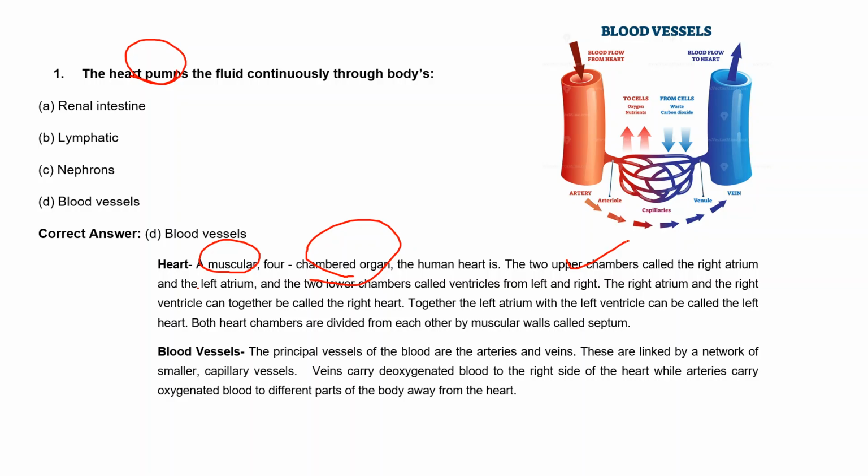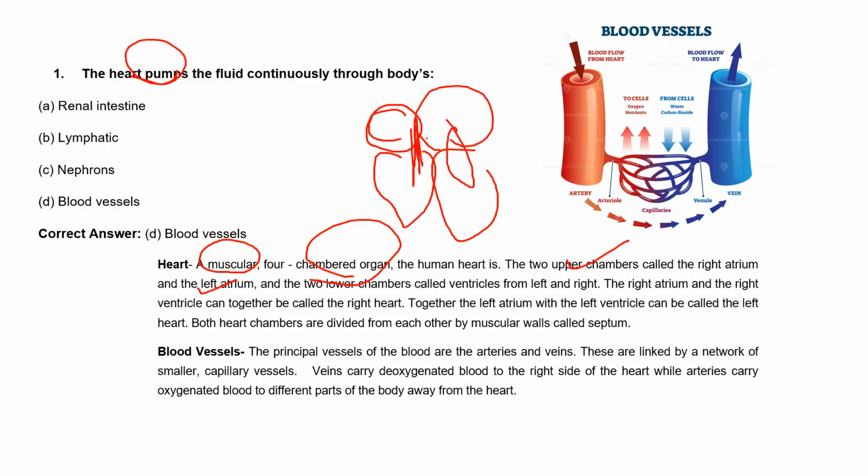and the left atrium. This one is the right atrium and this one is the left atrium, and the two lower chambers, that is the bigger ones, we call the ventricles. The right atrium and the right ventricle together can be called the right heart. This one is the right heart, and together the left atrium and the left ventricle we call the left heart.